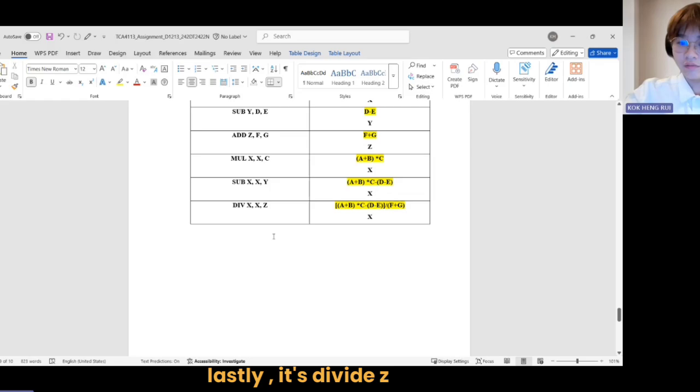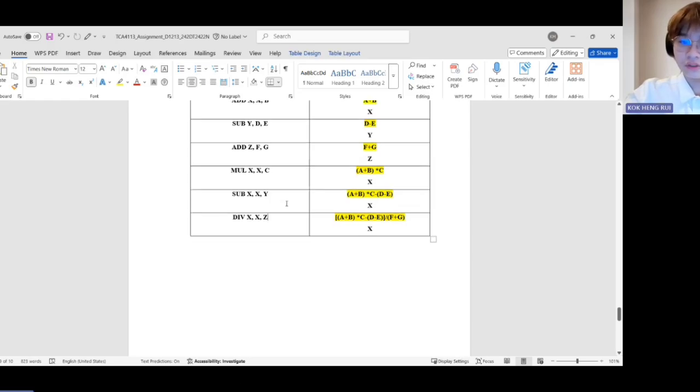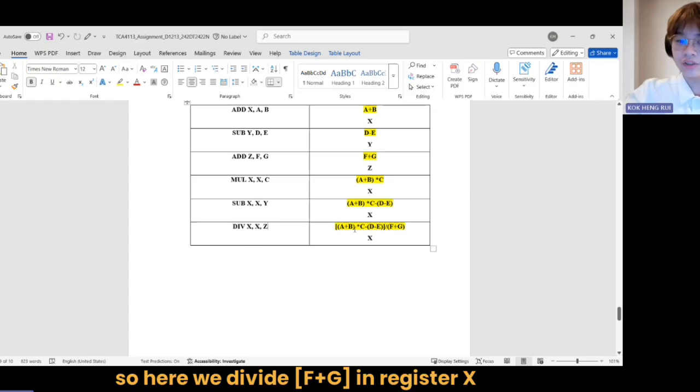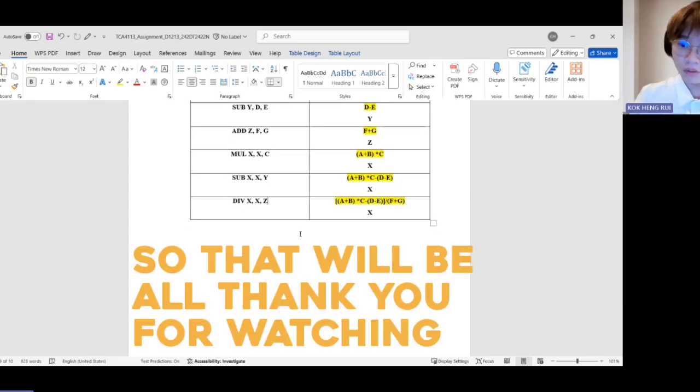Lastly, is divide Z. In register Z, we know that it's F plus G. So here we divide by F plus G in register X. That'll be all, and thank you for watching.